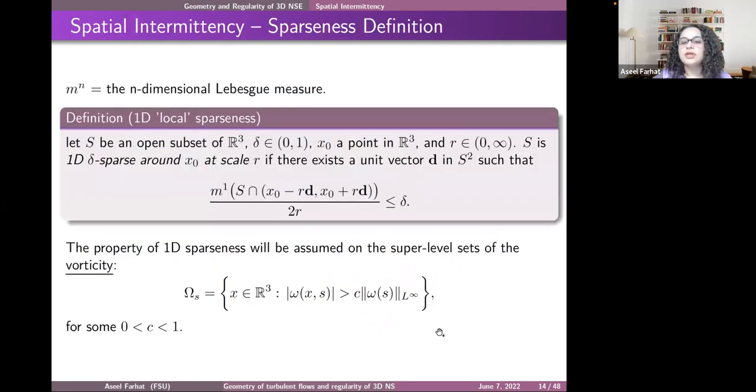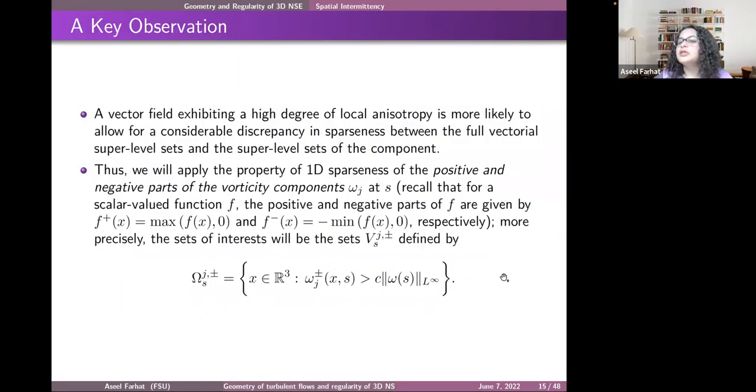Instead of using the vectorial norm here, we're going to apply it on one of the three components of the vorticity field. And at each point, you're going to apply it to any component of the three. So if one component at each point becomes 1D sparse, somehow the requirements of the theorem still hold. And you can do a little bit more and just take only the positive or the negative part of the one component you choose at each point.